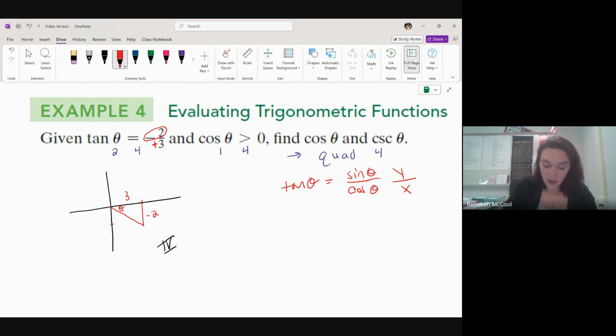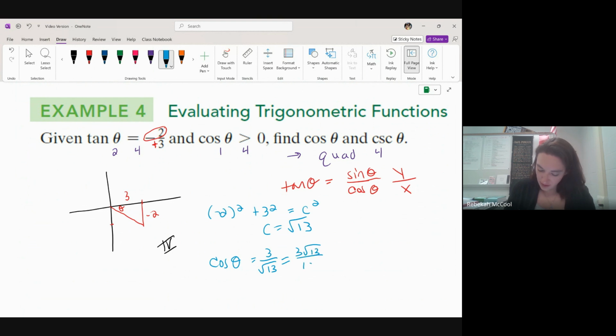We're supposed to find cosine. Well, again, we need to find that r value. We need to know the hypotenuse. So we can use our Pythagorean theorem. Negative 2 squared plus 3 squared is, we'll just call it c squared. And what do we get? We get square root 13. So cosine of theta is going to be adjacent 3 over hypotenuse of square root of 13. If you rationalize, you get 3 root 13 over 13.